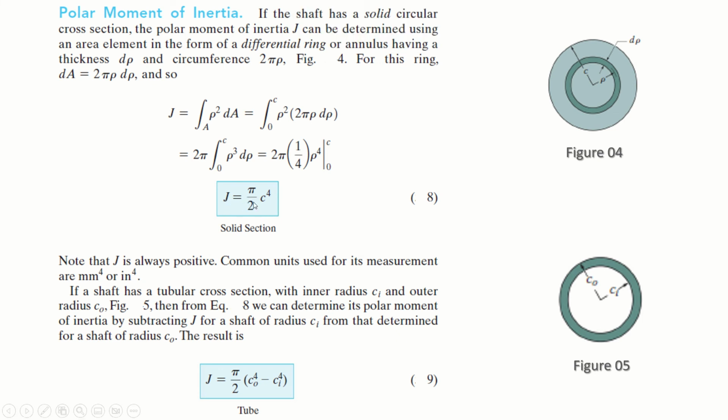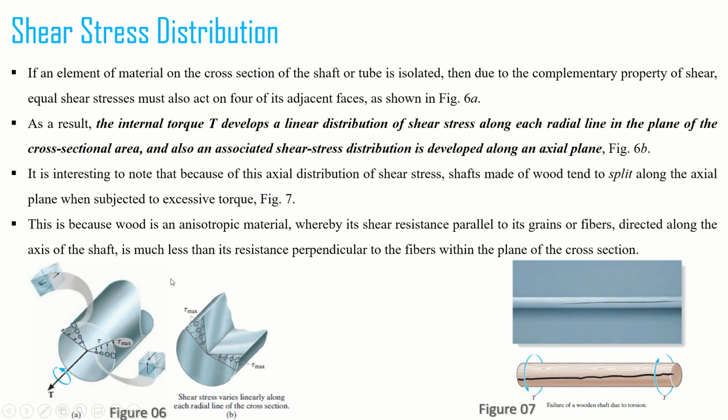Now J equal to pi by 2 into c^4 is for the solid section, and J equal to pi by 2 into (c outer^4 minus c inner^4) is for the tubular or hollow section. So please keep in mind which formula has to be used. One more important thing: the unit is the same as that of moment of inertia, mm^4 or inch^4.